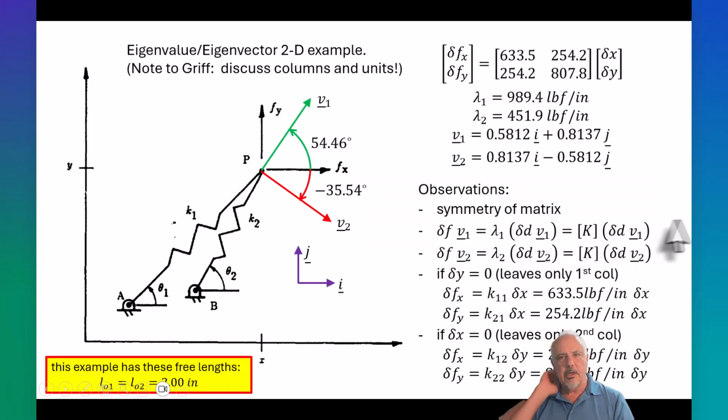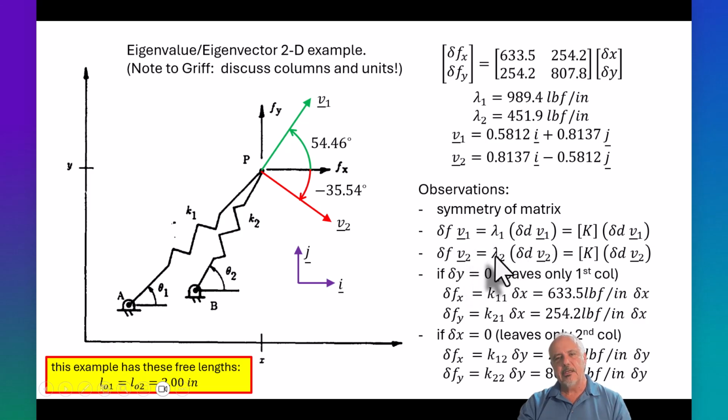Okay, so here we go, just wrapping this up. I've got the matrix. I showed you the two eigenvalues and the two eigenvectors, and you note that the matrix is symmetric. I mentioned that before. And if you look at what's happening with our V1, however I do it with some displacement scaled along V1, the delta F that you get is going to be lambda 1 times that delta D, whatever that magnitude is. It's going to be in the same direction.